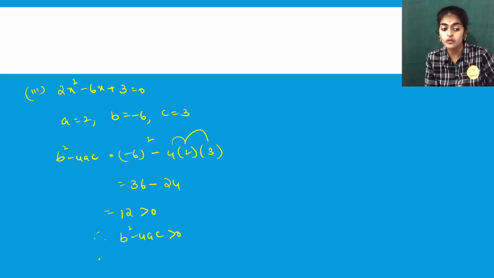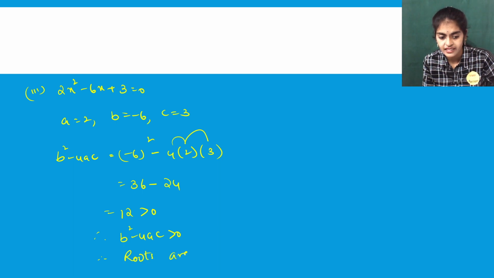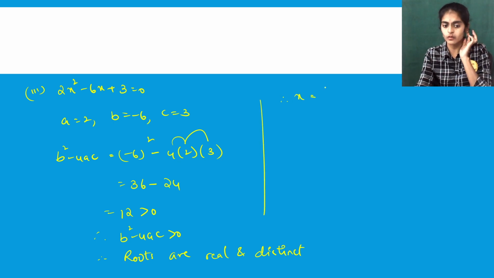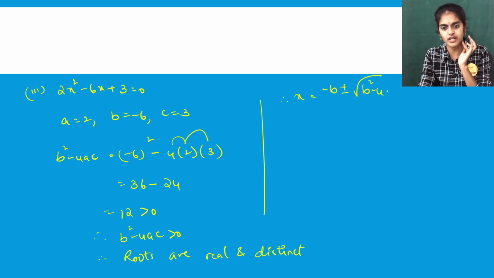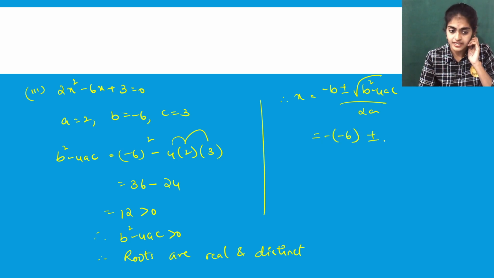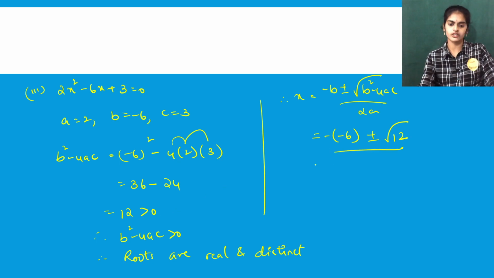So you can say the roots are real and different, or I can say real and distinct. Distinct means two different roots. So let us find the roots now. Therefore, x is equal to minus b plus or minus root over b square minus 4ac upon 2a. That is equal to minus b. B is minus 6, plus or minus root of b square minus 4ac, which is root 12, divided by 2 into a. A is 2. So this is minus into minus plus 6 plus or minus root 12 by 4.